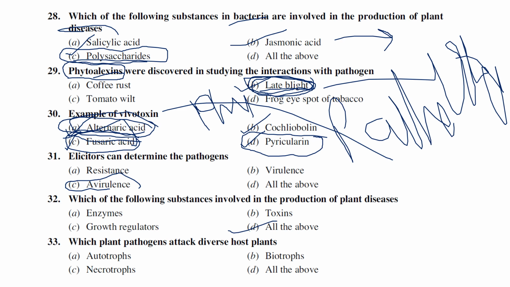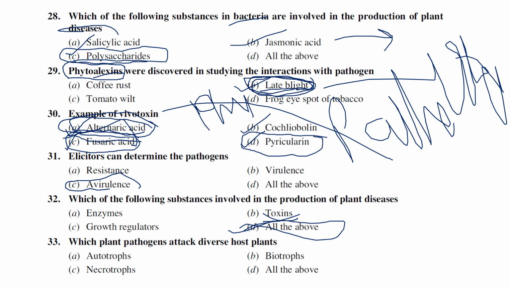Generally all the above, because toxins, enzymes, growth regulators and polysaccharides as well, all are involved in plant disease. For example, not all pathogens will produce toxins. Some pathogens may produce enzymes, and those enzymes also act as a toxin. Growth regulators also act as a toxin. For example, if you take Agrobacterium tumefaciens, the disease comes due to hypertrophy and hyperplasia. How does this hypertrophy and hyperplasia occur? Due to the production of growth regulators, right? So that is how it acts. So all of these, toxins, enzymes and growth regulators, are indirectly or directly causing the diseases. So the answer is all the above.